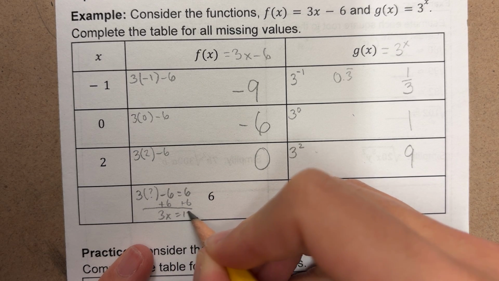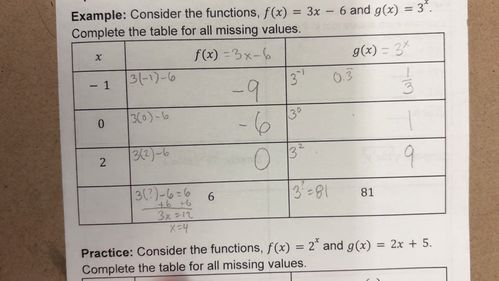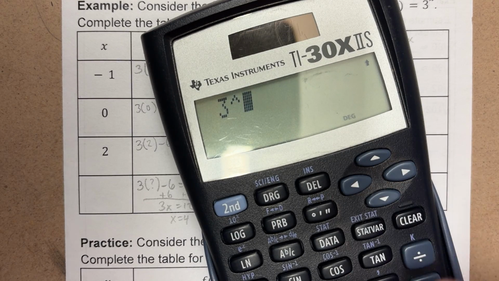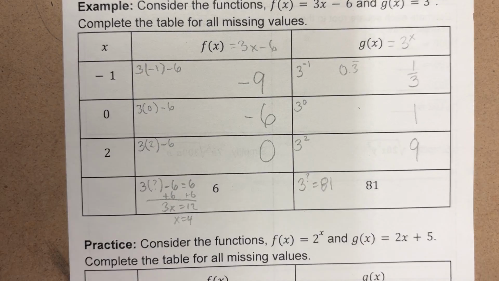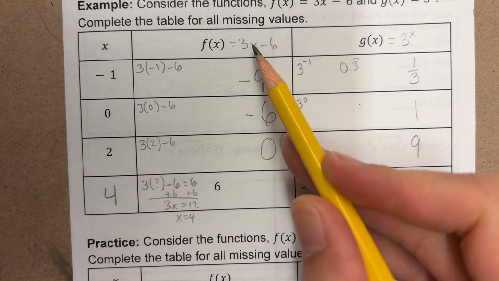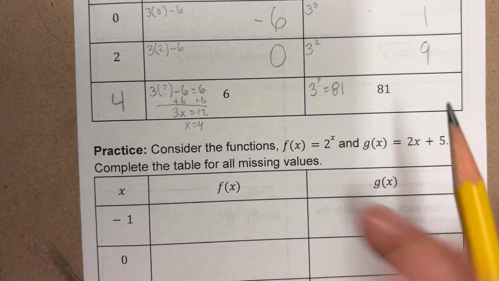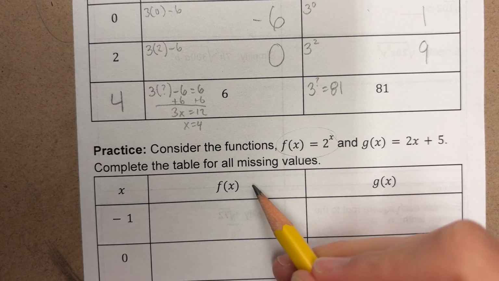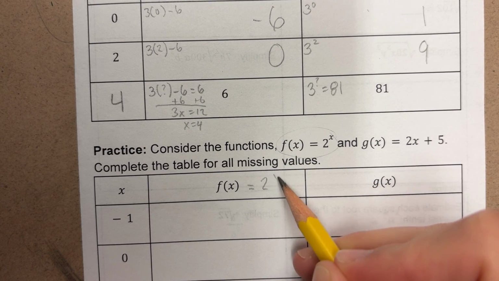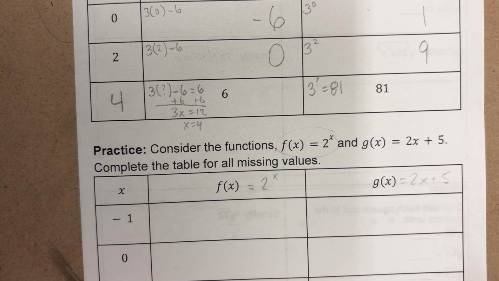This is 3x equals 12. Divide by 3 on both sides, you get x equals 4. And then you can check over here, look, is 3 to the 4th power 81? Oh yeah, it is. Okay, so if I plug in 4, I'll get 6 in this function and 81 in this function. All right, it's your turn to try. Just be careful, right? Look, like here, this is 2 to the power of x, and this is 2x plus 5. So just be careful and pay attention to which is which.